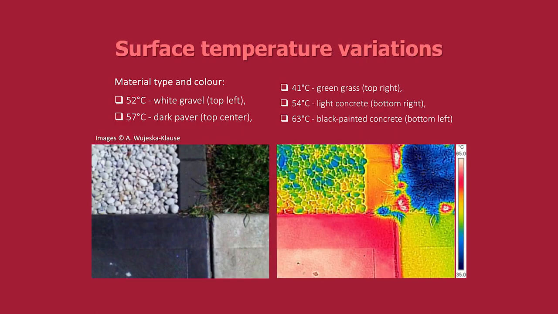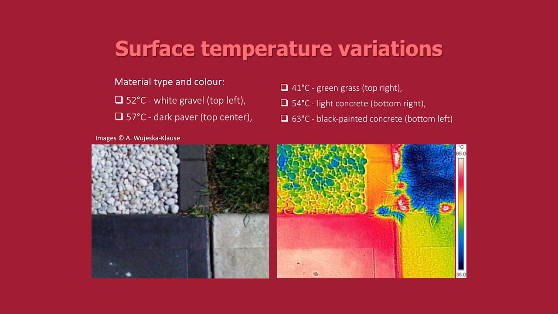Because surface types are determined by material type and its color, and whether or not they are shaded. And here I have an example of 5 different surface types. We have white gravel, we have dark paver, we have green grass, and below you have concrete, one that was light in color and one that was painted black. Very common surfaces. You've probably seen them everywhere. They are very typical for urban environments.